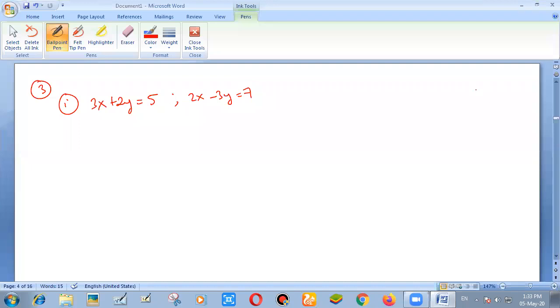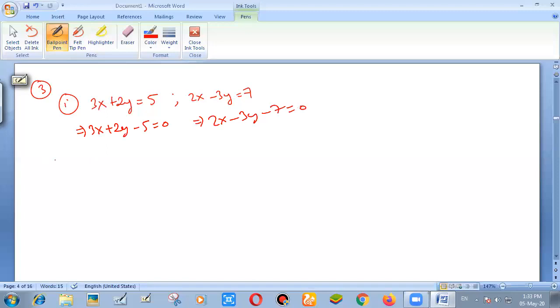Now see, what is the value of c1 here? c1 is -5. Yes, very good. And c2 is -7, because you have to take 5 to the left hand side, because the form is ax plus by plus c. Yes or no? That's right. So first you have to write down like this: 3x plus 2y minus 5 equal to 0, and here 2x minus 3y minus 7 equal to 0.